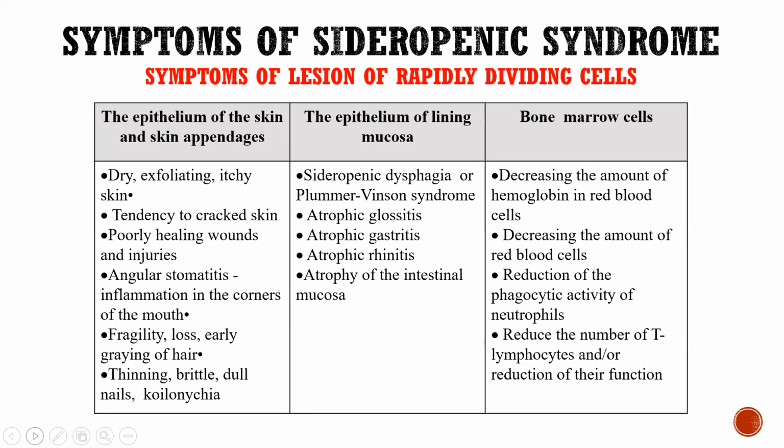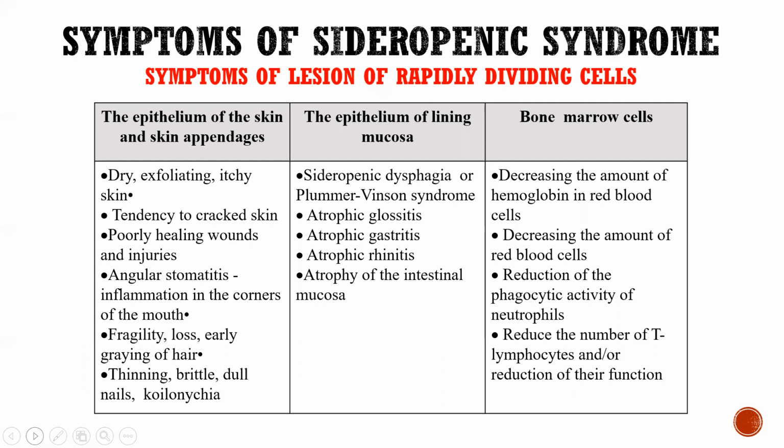Sideropenic symptoms can be represented by epithelium of the skin and skin appendages changes, represented by dry, exfoliating, itchy skin, a tendency to crack, poorly healing wounds and injuries, angular stomatitis, fragility, loss and early graying of the hair, and thinning, brittle, dull nails, koilonychia. The epithelium of lining mucosa changes is represented by sideropenic dysphagia, atrophic glossitis or gastritis, or rhinitis, or general atrophy of the intestinal mucosa.